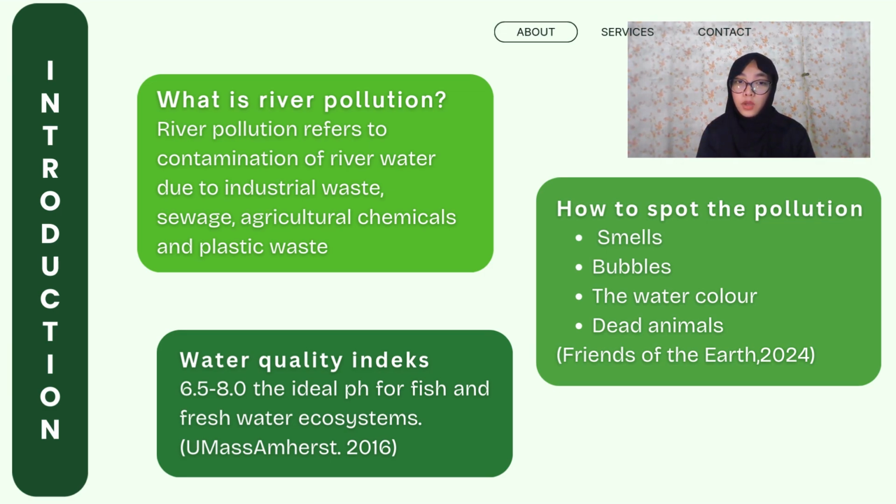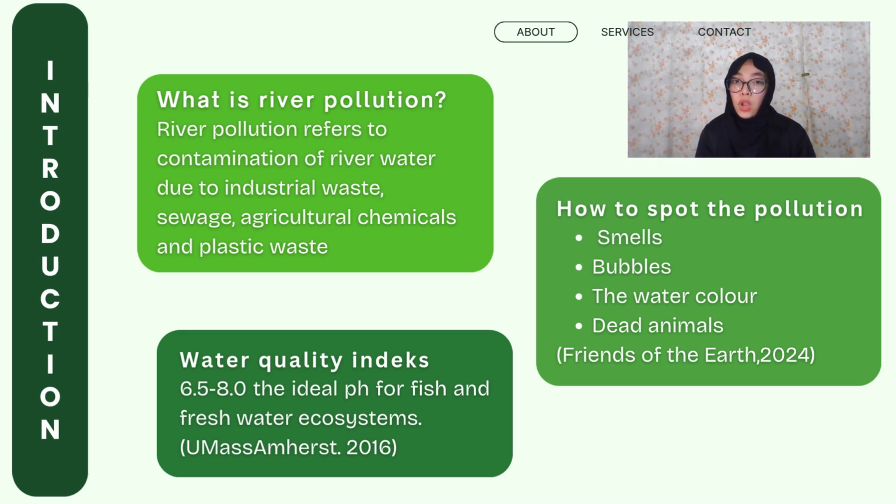Before we go further into our analysis, I would like to start with a brief introduction about river pollution. River pollution happens when harmful substances enter the river and contaminate the water. This pollution usually comes from industrial waste, sewage, agricultural chemicals, and plastic waste. When these materials flow into the river, they reduce the water quality and disturb the natural ecosystem.